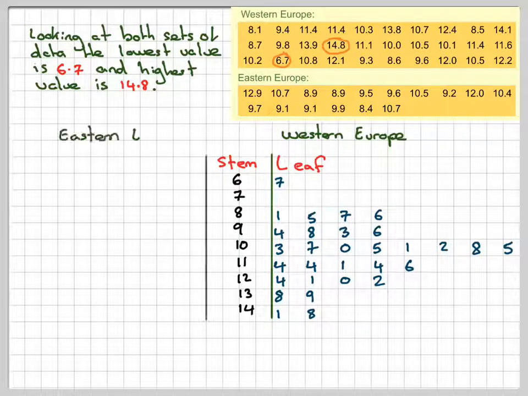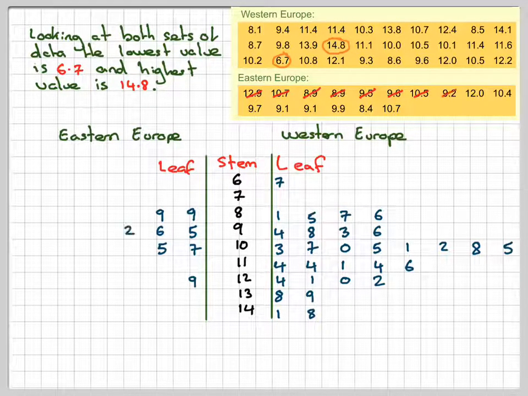And now we need to do Eastern Europe. So we look at this 12.9, so put a 9 here, 10.7, a 7 here, 8.9, we put a 9 there, 8.9, put another 9, so it goes this way, 9.5, 9.6, 10.5, 9.2, 12.0, 10.4, 9.7, 9.1, 9.1, 9.9, 8.4 and 10.7.